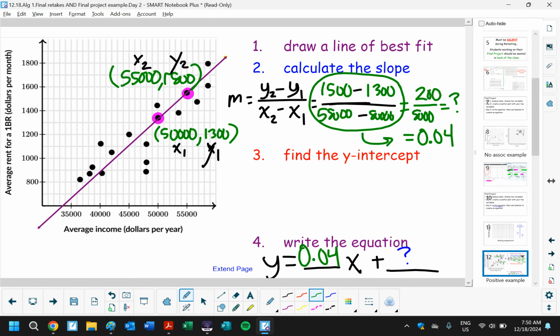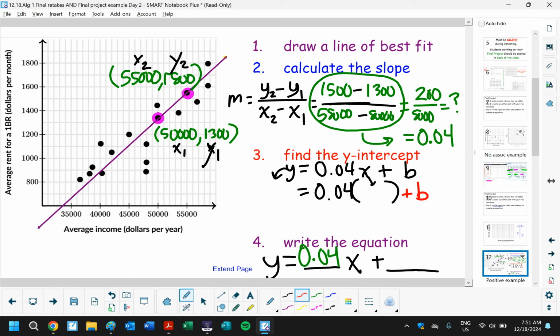Well, we have done work in this class, perhaps even in 8th grade, where if you have a slope and a single point, you can go ahead and substitute in an x value, substitute in a y value, and the only thing missing is going to be that y-intercept. So I'm going to go ahead and substitute in, I like to choose the smaller numbers, so I'll put in the first number, where 50,000 was my x coordinate and 1,300 was my y coordinate. Now we have an equation with one and only one missing piece. We can go ahead and solve for that missing piece.